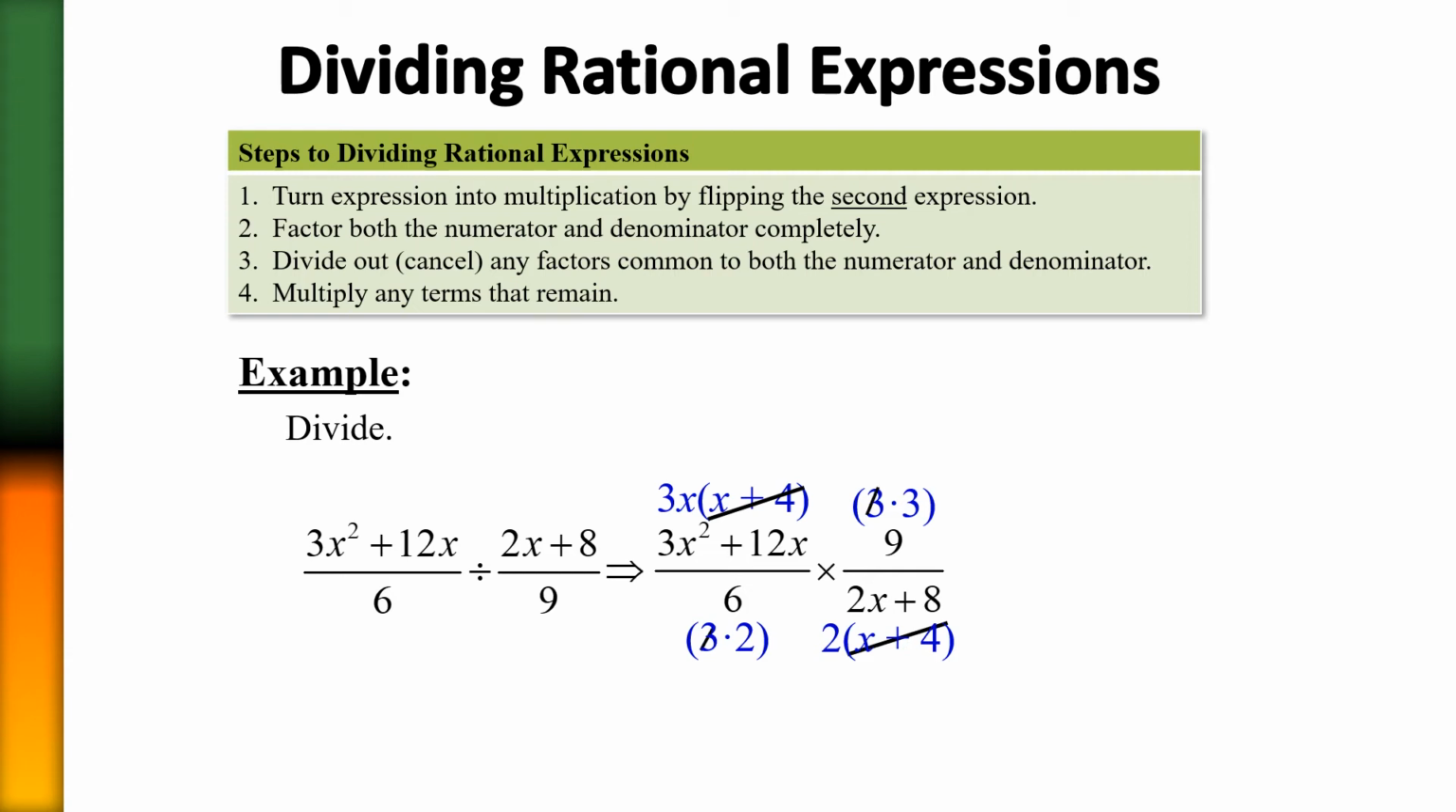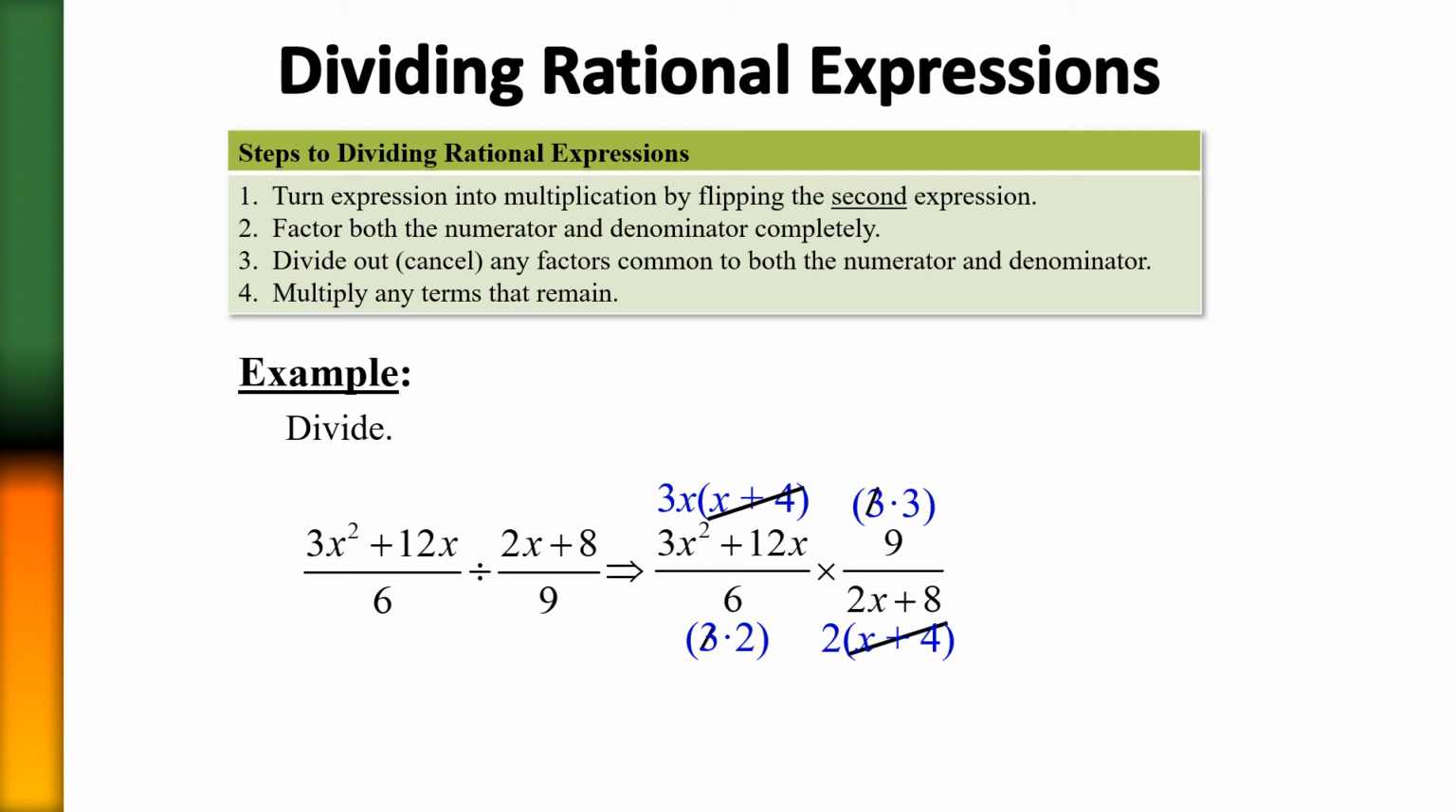And what we have left here, and by the way, we can't cancel out anything more because we have another 3 up top, but we don't have another 3 on the bottom. And I see a 2 on the bottom. We don't have a 2 up top to cancel that out with. Also, the 3x on the outside, we don't have a 3x on the bottom to cancel that out.